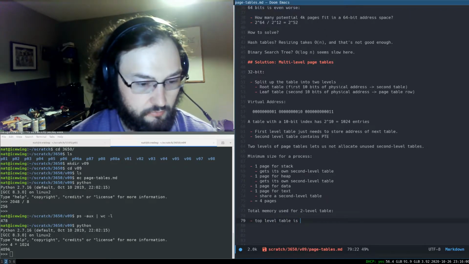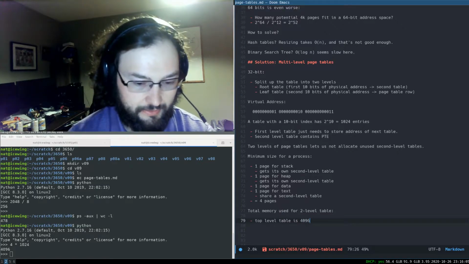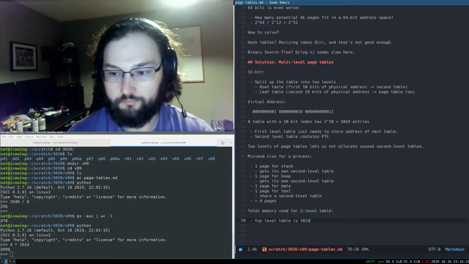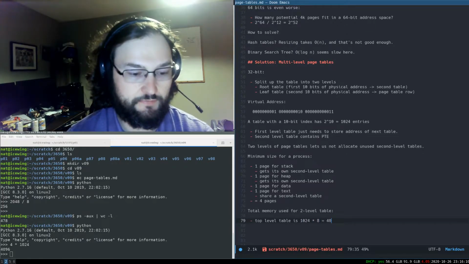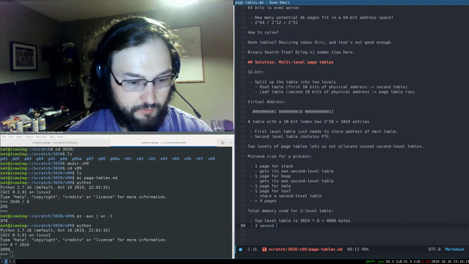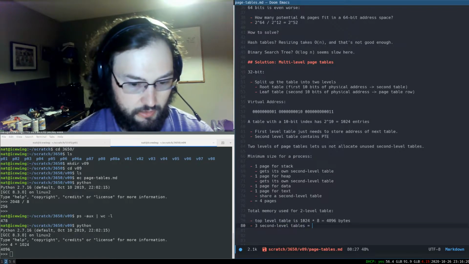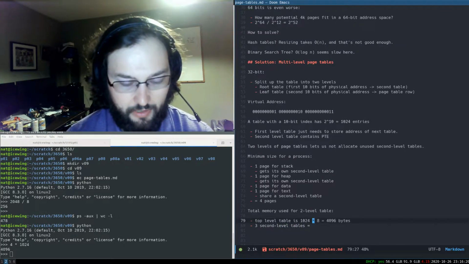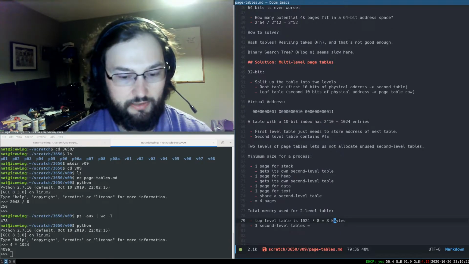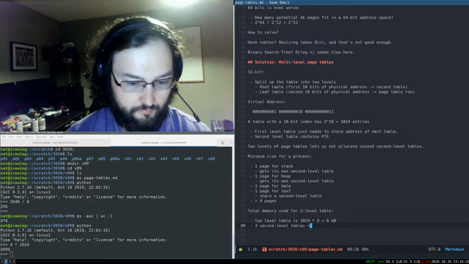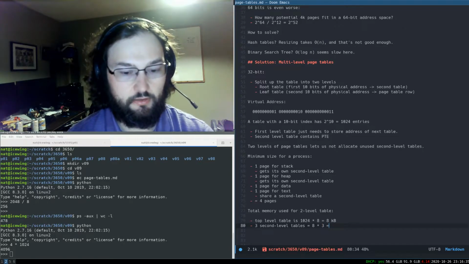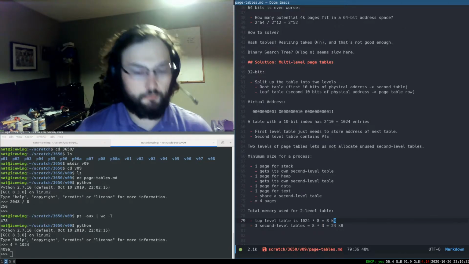which is going to be 1024 times 4 is 4096 bytes. Then we have 3 second level tables, each of which is going to be, I'm bad at math, 8192 bytes, 8k bytes, so that is going to be 8 times 3 equals 24k bytes.